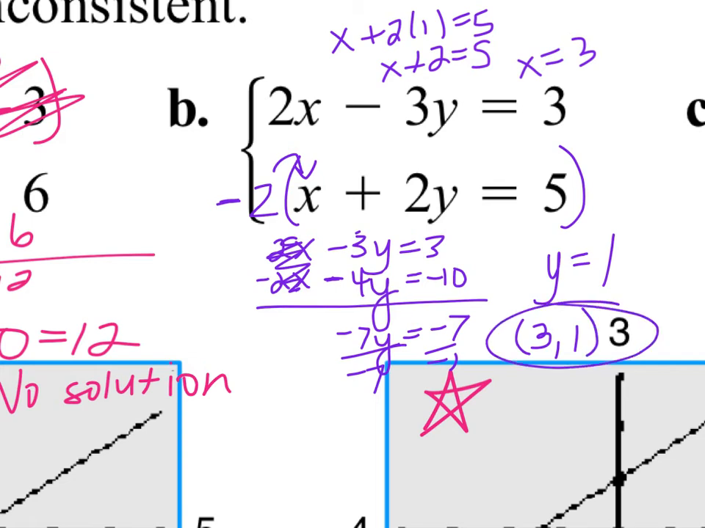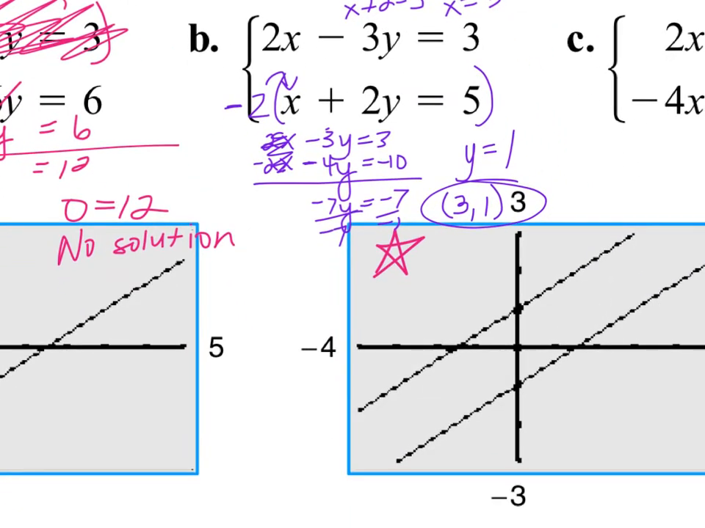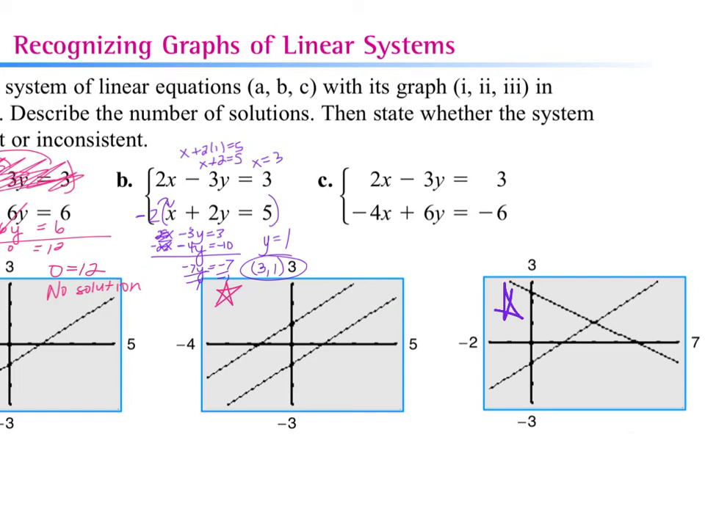How many solutions does this set of equations have? 1. So if you were going to graph it, or pick the graph, you would pick this graph because it crosses at that 1 point, 3, 1.